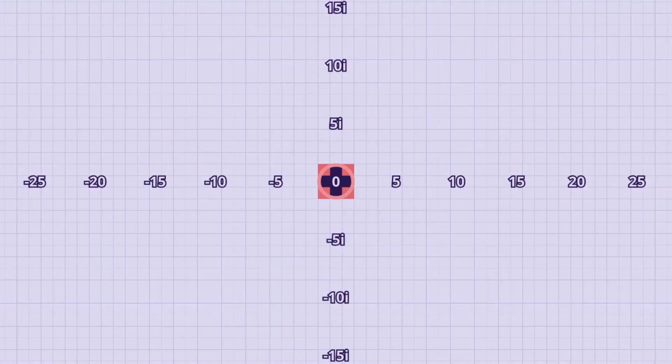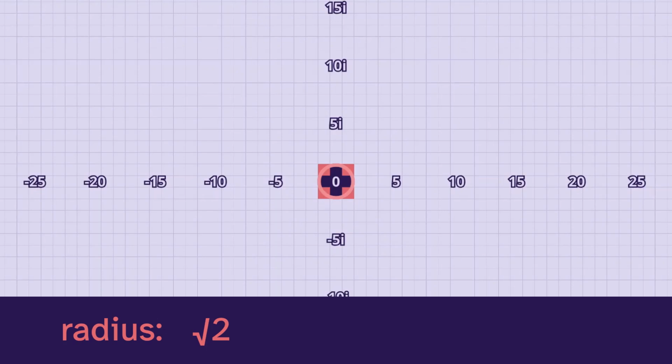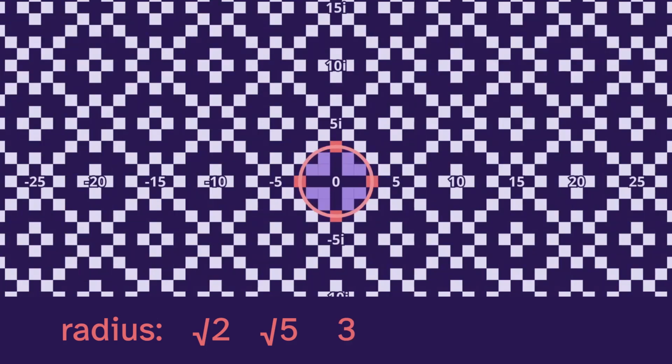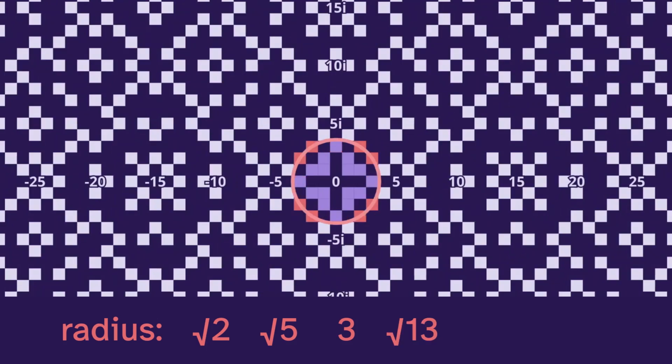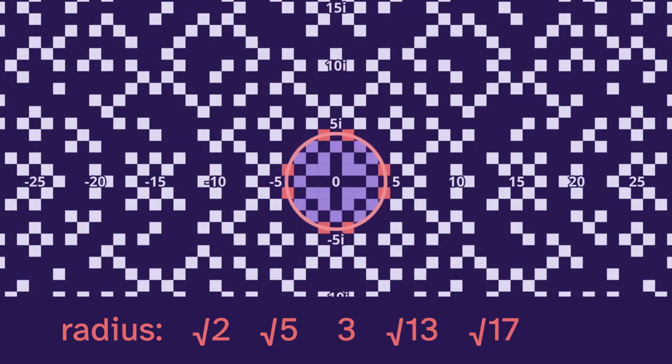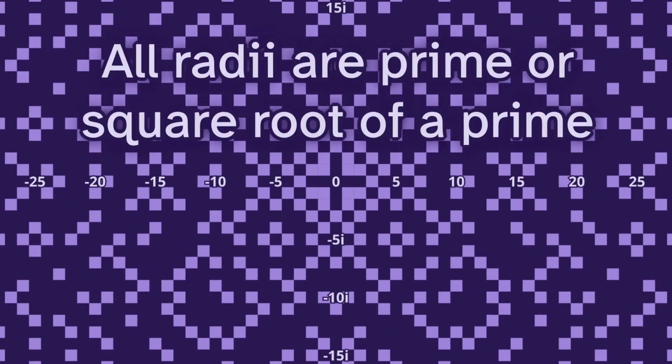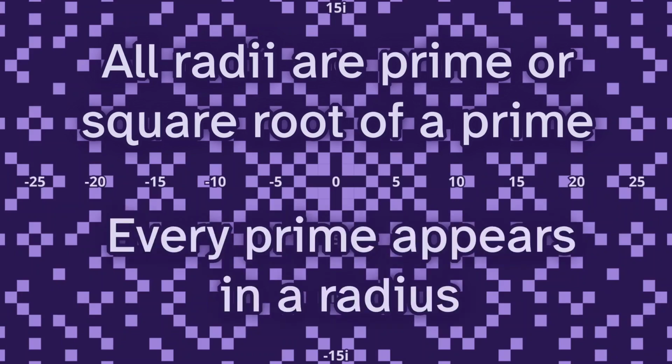Now, let's walk through that process again. We start by finding the smallest circle. And we want to note that the radius is root 2. Okay, the next circle has radius root 5. And the next has radius 3. And then root 13. And so we're starting to see a pattern. Each of these radii is either one of our regular primes or the square root of a regular prime. And if we continue, that would hold forever. All of the radii are either a prime or a square root of a prime. And not only that, every regular prime appears in one of these radii.